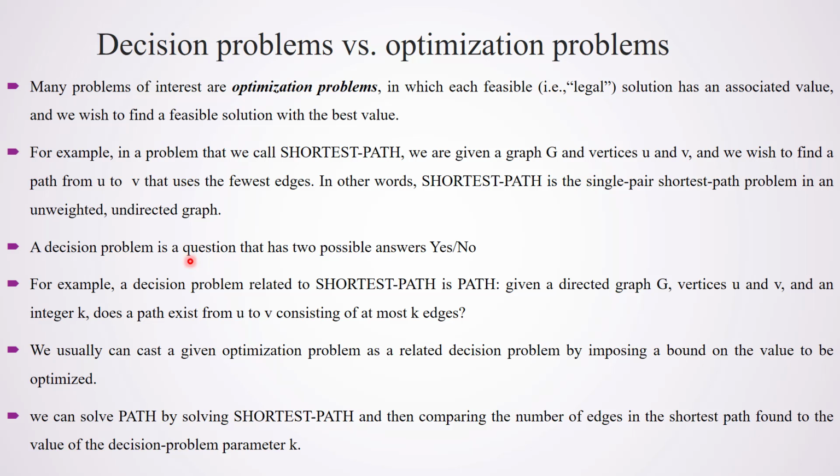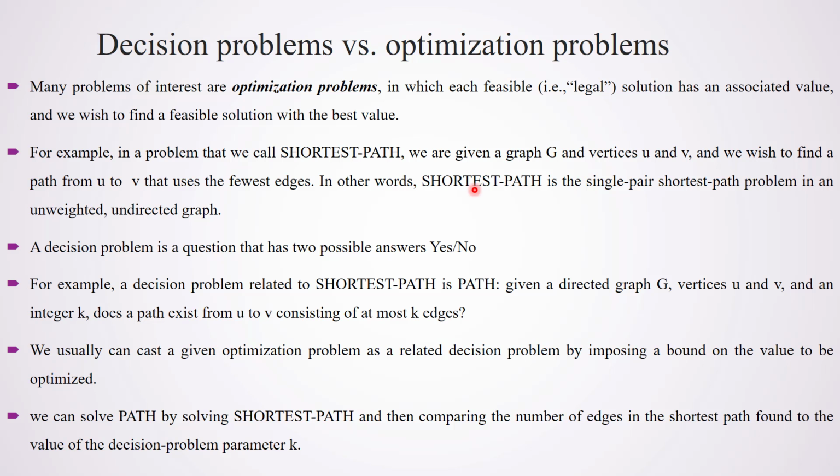A decision problem is a question that has two possible answers, yes or no. That we already discussed. For example, a decision problem related to shortest path is PATH. Here shortest path is an optimization problem, and for this optimization problem we have a decision problem called PATH. That means, given a directed graph G, vertices U and V, and an integer K, the question is: does a path exist from U to V consisting of at most K edges?